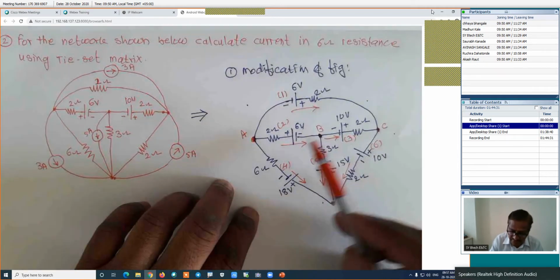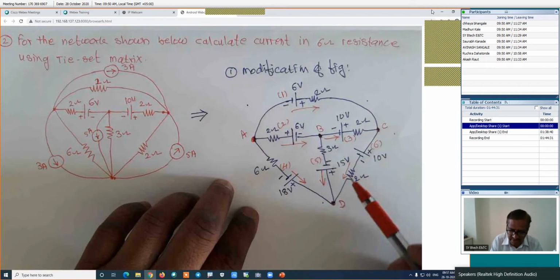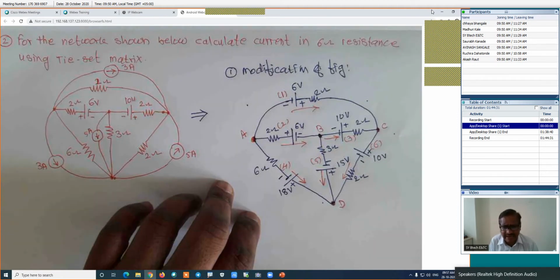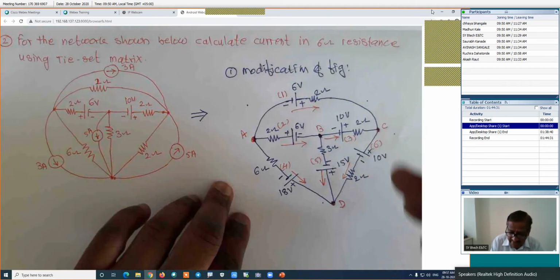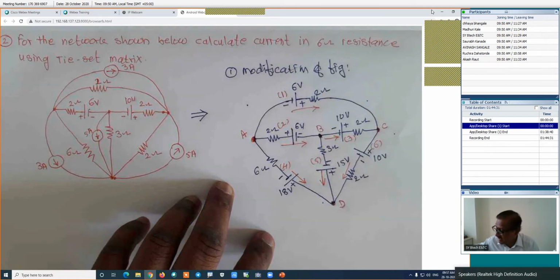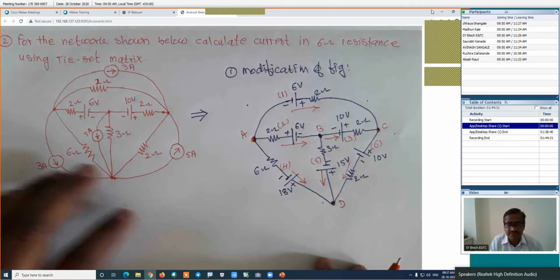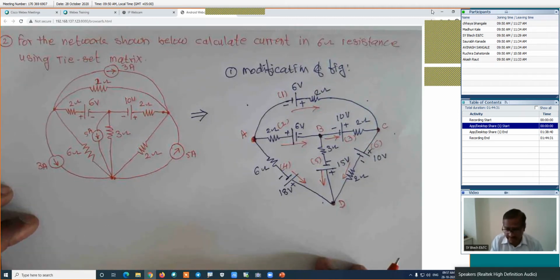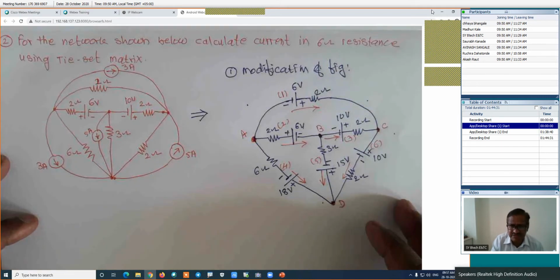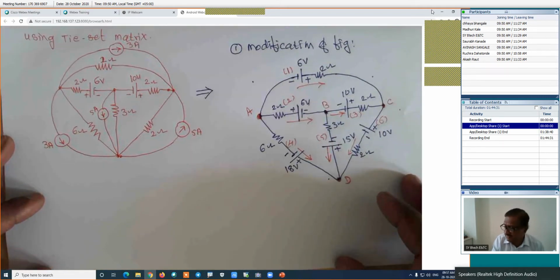This is forward, forward, forward. This is downward, this is downward. Something like that. Is it right? Assume any random direction. But whatever directions you have assumed, those directions should be the same as far as the solution of this complete figure is concerned. Is it right? This first is we have modified the figure.